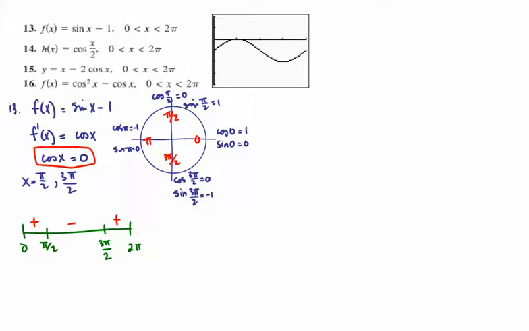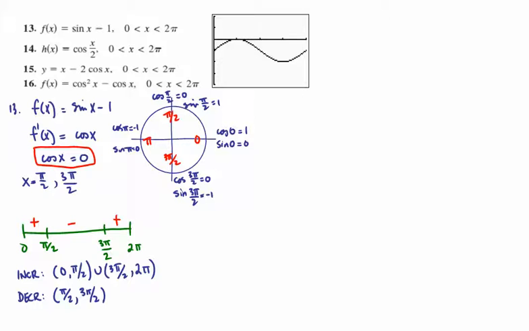and so we say that the function is increasing from 0 to pi over 2, and also from 3 pi over 2 to 2 pi, and decreasing from pi over 2 to 3 pi over 2.